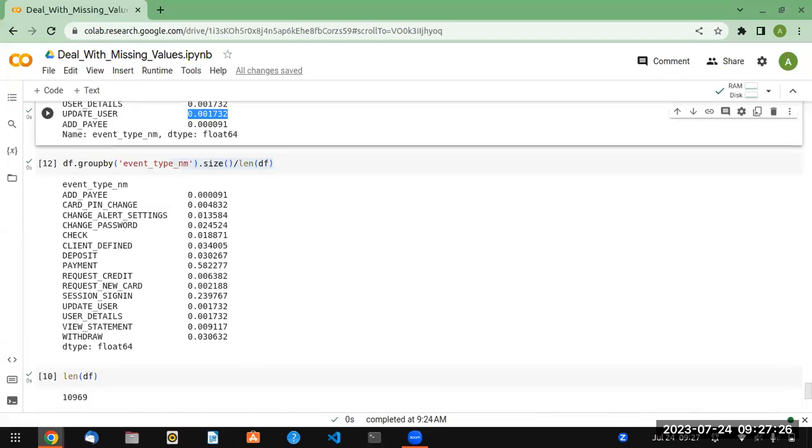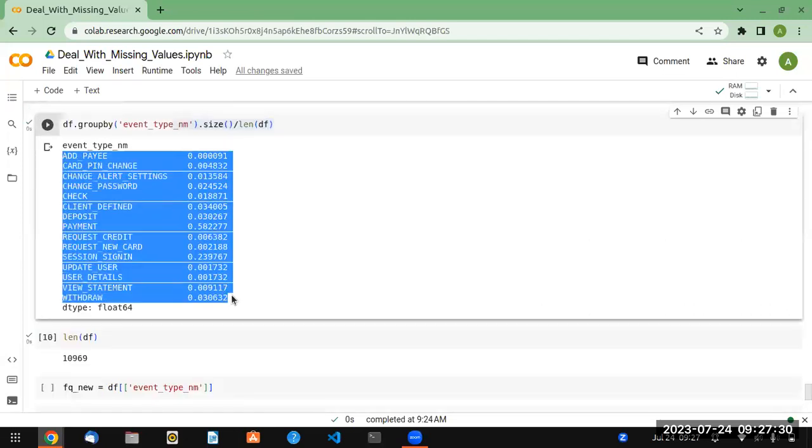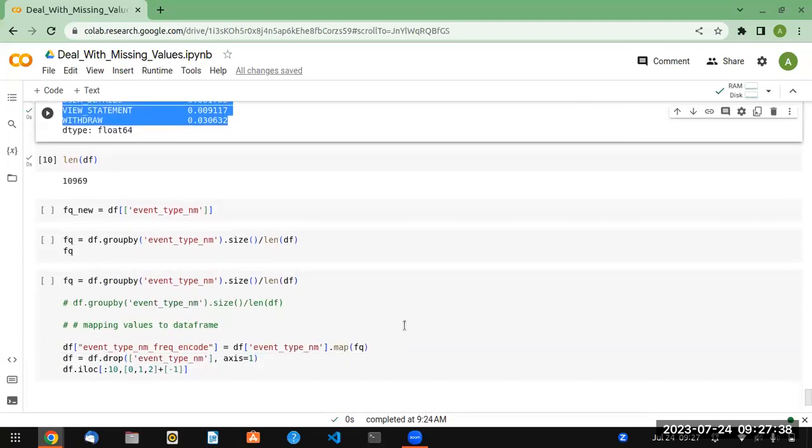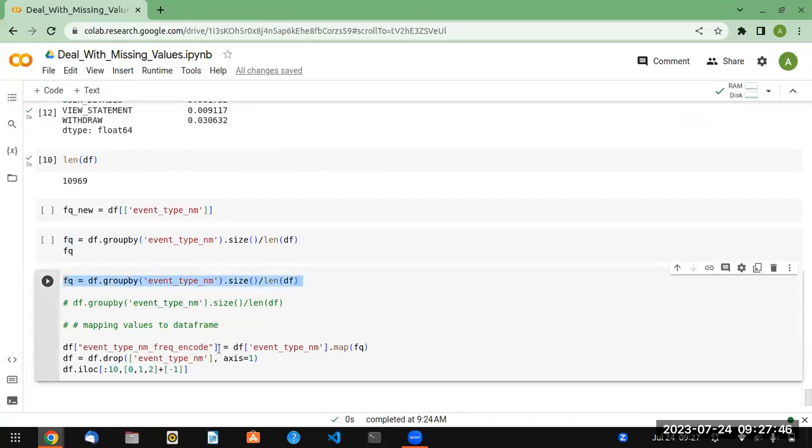Now once you have this data, how do you map this to your data frame? If you see here, this is the frequency distribution, and I am creating a new column called event type name frequency encoding. That means instead of the original column, I am going to use this column for training the model. I am just mapping this with the frequency that I have. Now what will happen? Can you understand this line, or any query on this line?